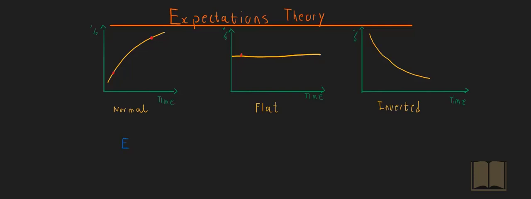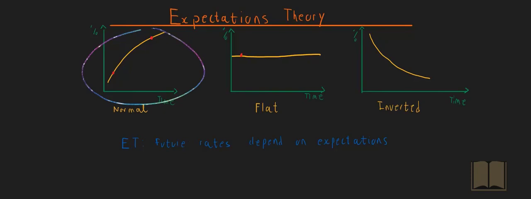The expectation theory says that future interest rates depend on people's expectations. So if people expect that the interest rates in the future will rise, that means that the yield curve will be upward sloping.